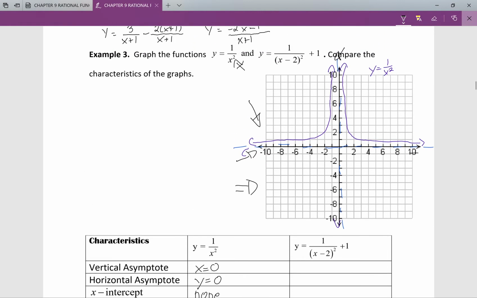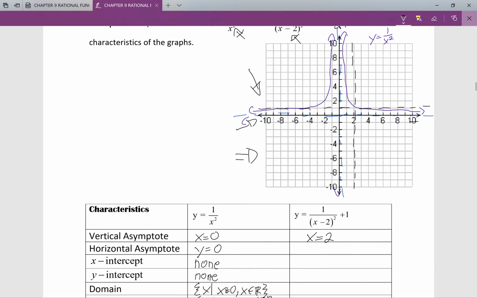Now, looking at y equals 1 over (x minus 2) squared plus 1. The first thing we'll look at is that vertical asymptote. Because I have that x minus 2, it's going to shift 2 units to the right. So my vertical asymptote is now going to be at x equals 2. My horizontal asymptote, because I have that plus 1, shifts 1 unit upwards. So I'm just going to quickly draw that in right there, and we can see that that's going to be y equals 1.